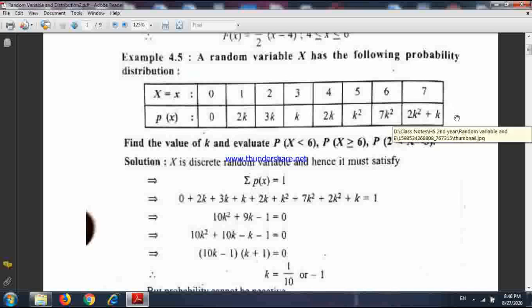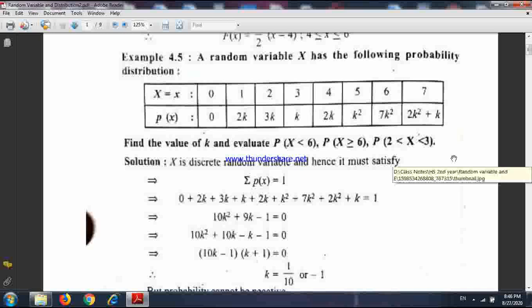That means the probability distribution is given to us. This is nothing but a PMF, the probability function of a discrete random variable. You see, different values of x are there, selected values. So this is a discrete probability distribution, or simply we say that this is a PMF. What to find? To find the value of k and to evaluate this probability.